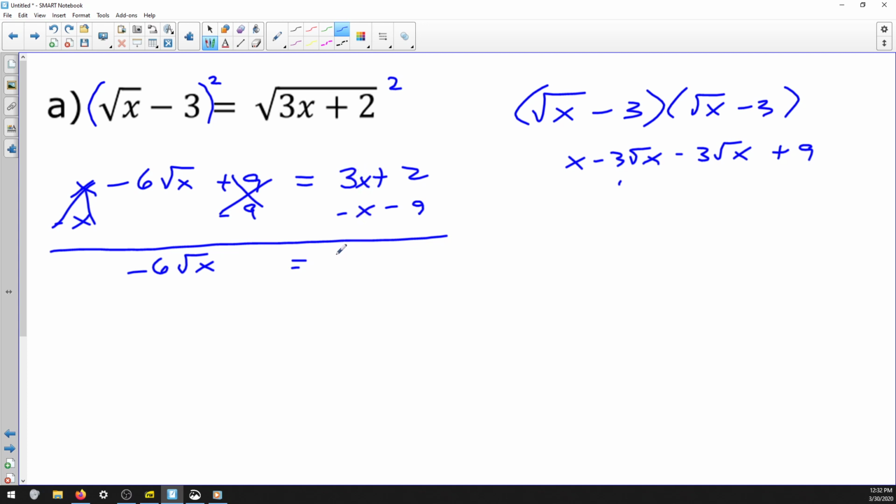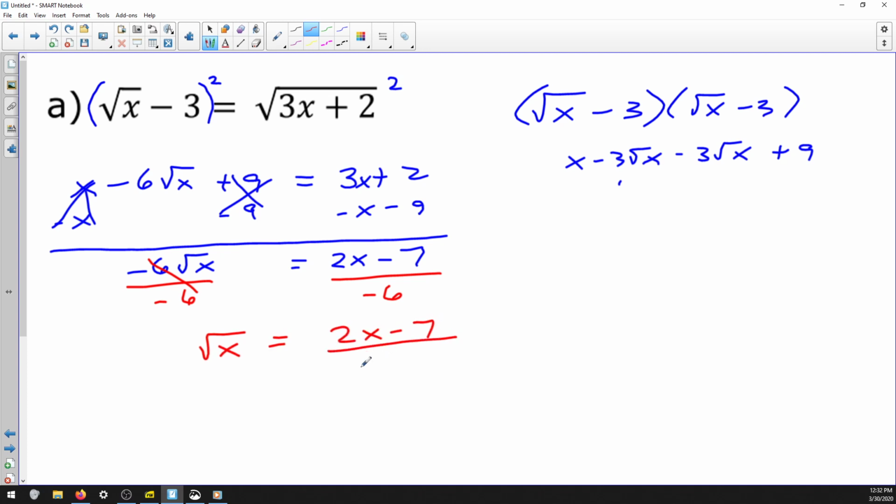3x minus x is 2x. 2 minus 9 is negative 7. Now, if I divide away the negative 6, here's where if you were surprised that there was no solution, maybe it'll make a lot more sense right here. So I'm going to cancel out these negative 6's, and it's going to say root x equals 2x minus 7 over negative 6.